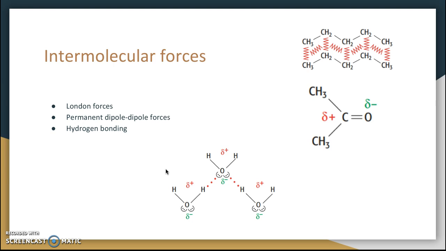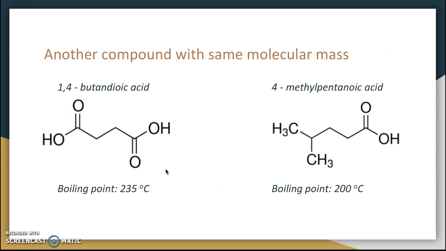And then we get to the permanent dipole-dipole forces, which is the second strongest force. And in this case, we observed that the 1.4 butanedioic acid has 2 permanent dipole-dipole forces, because it has two double bonded oxygens to a carbon atom. Whereas the 4-methylpentanoic acid only has one. This is of course a big reason why the 1.4 butanedioic acid has a higher boiling point.